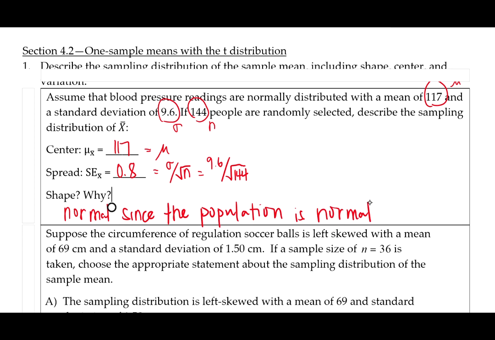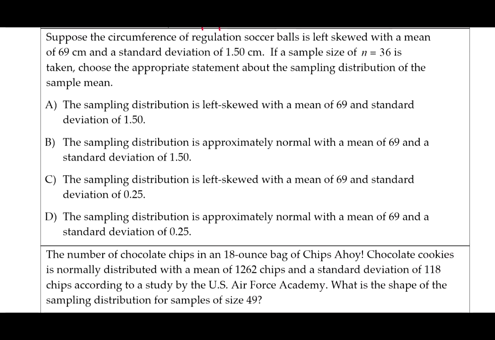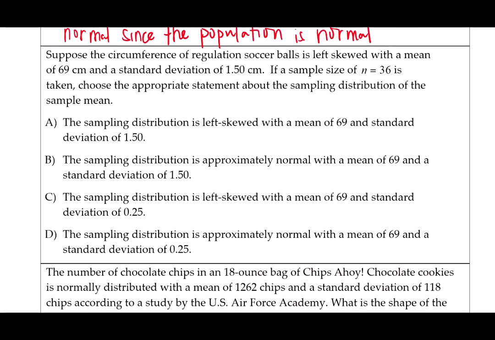Let's look at another example. Here's an example where the population is not normal. Suppose the circumference of regulation soccer balls is left skewed with a mean of 69 centimeters and a standard deviation of 1.5 centimeters. If a sample size of n equals 36 is taken, choose the appropriate statement about the sampling distribution of the sample mean.